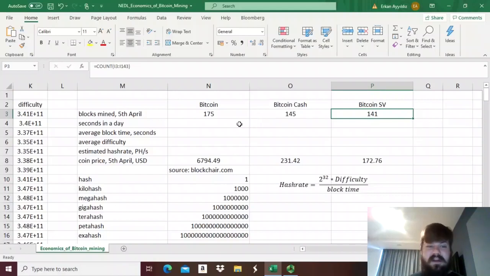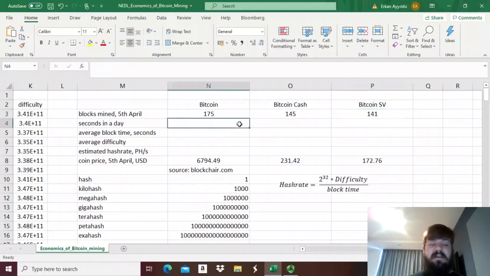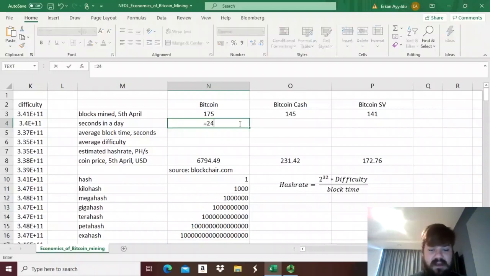Now, let's figure out the block time. Well, first of all, we need to know how many seconds there are within a day to figure out how frequently one block arrives on average. So there are 24 hours in a day.